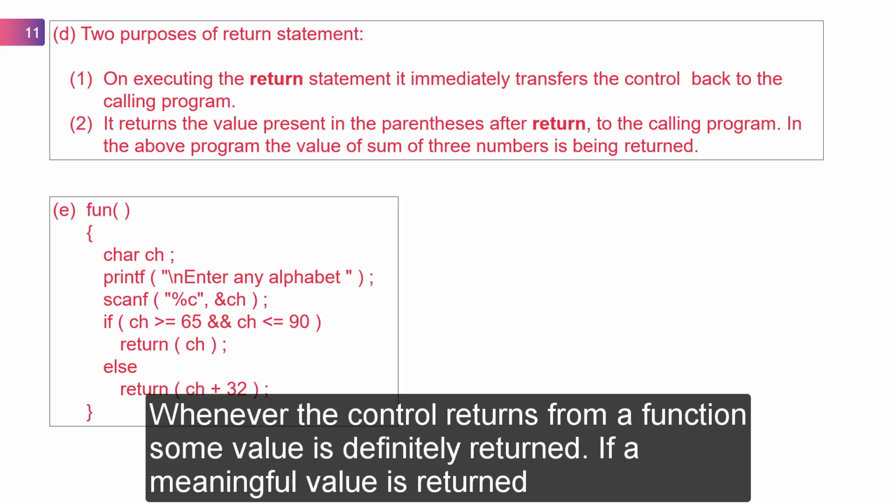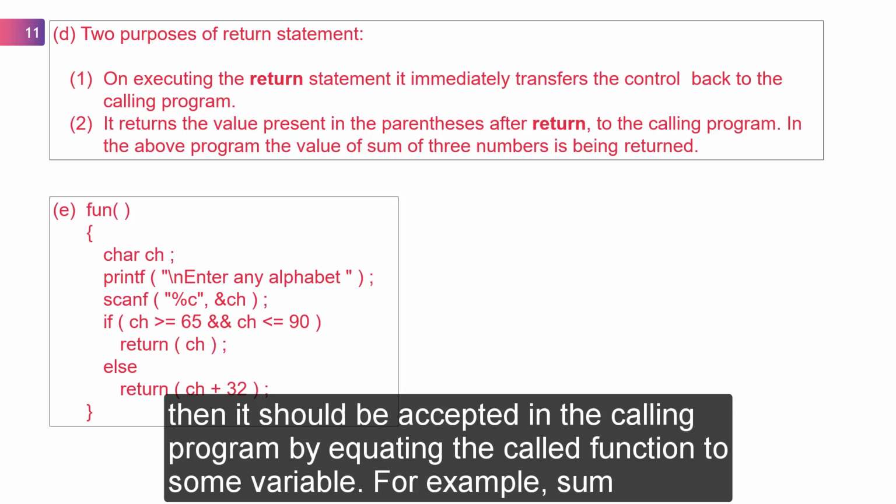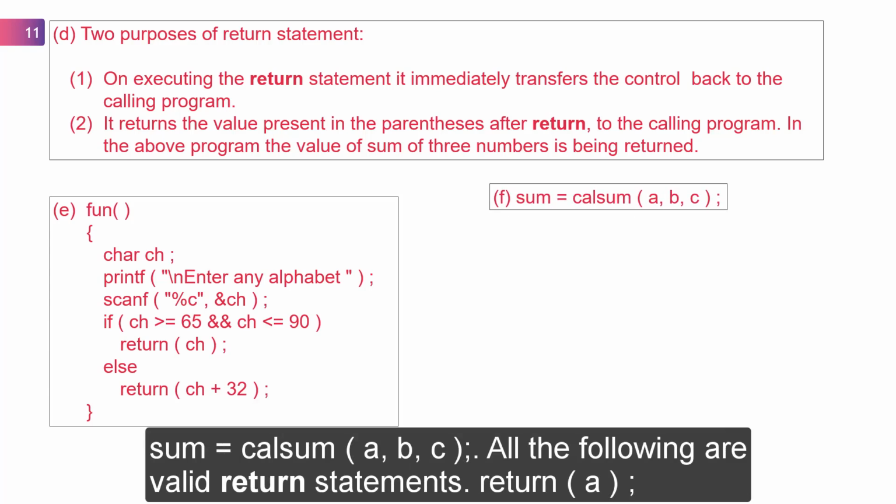Whenever the control returns from a function, some value is definitely returned. If a meaningful value is returned, then it should be accepted by the calling program by equating the called function to some variable. For example, sum = calsum(a, b, c).